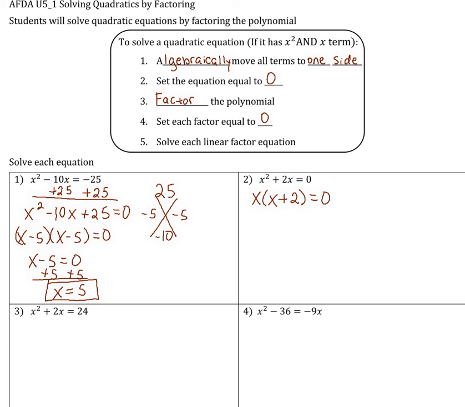And now step 4, we're still going to set each factor equal to 0. So our two factors here are x and x plus 2. Set each factor equal to 0. Now that x equals 0, we're done with that. But over here, that x plus 2, subtract that 2 from each side, and we get x equals negative 2. So our two answers, the two numbers substituting for x that will make that equation equal to 0, are 0 and negative 2.